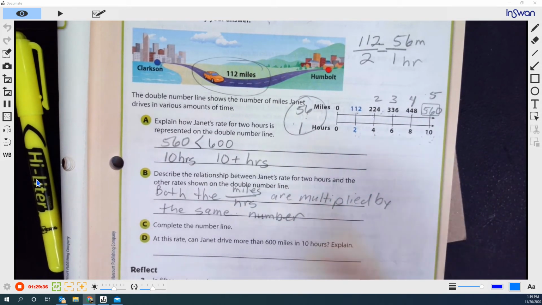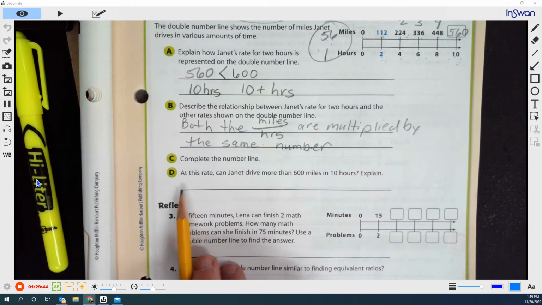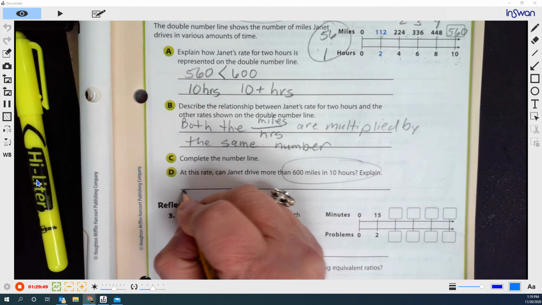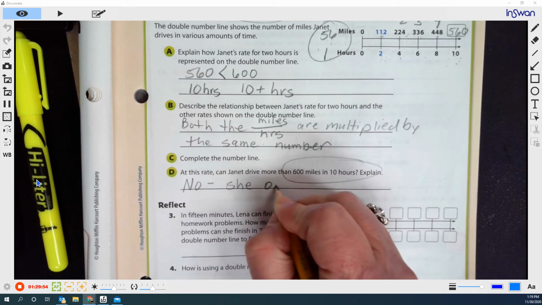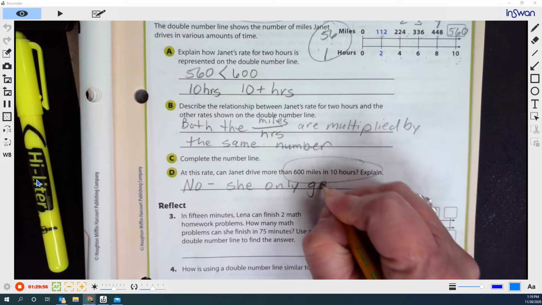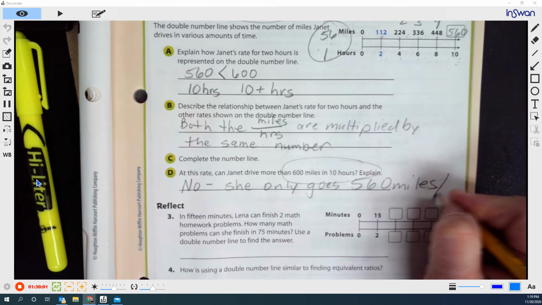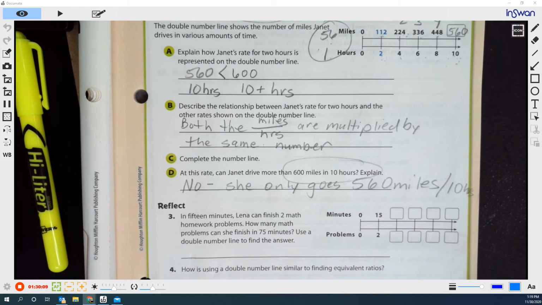And really, a table is just another way to represent a number line. And we filled in the values on that. Can she drive 610 hours? We already said no, she can't. No, she only goes 560 miles in 10 hours. Okay? All right, very good. We're going to stop right there on this one.